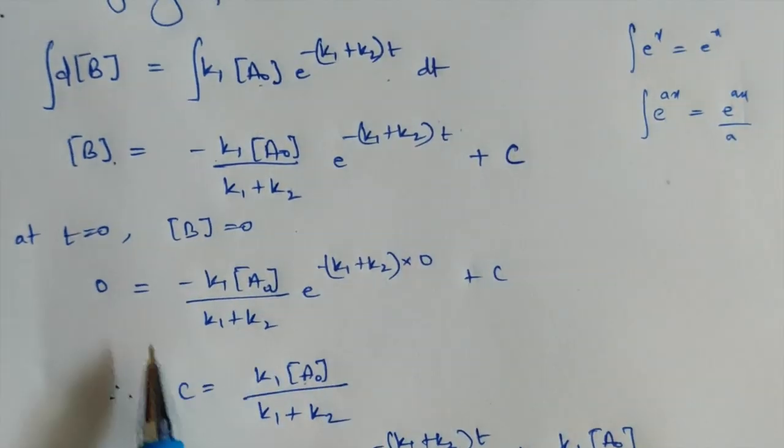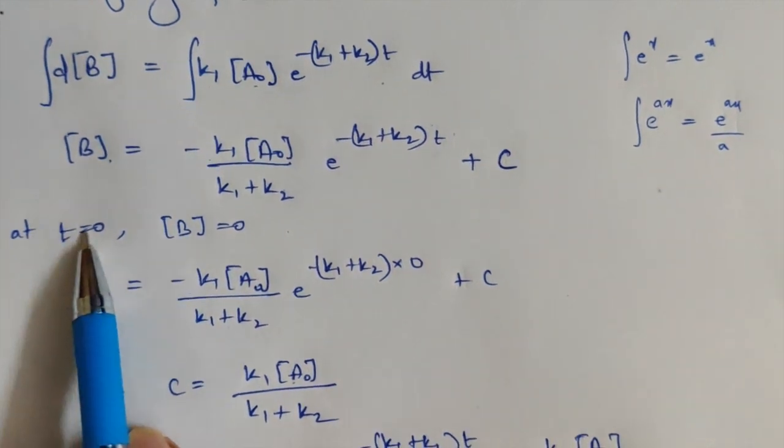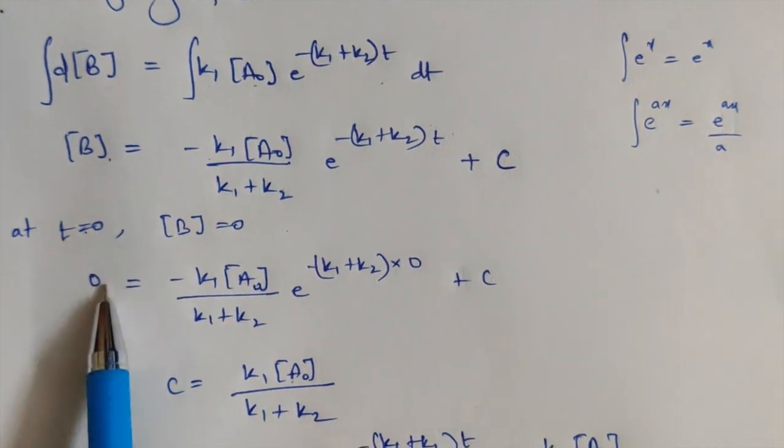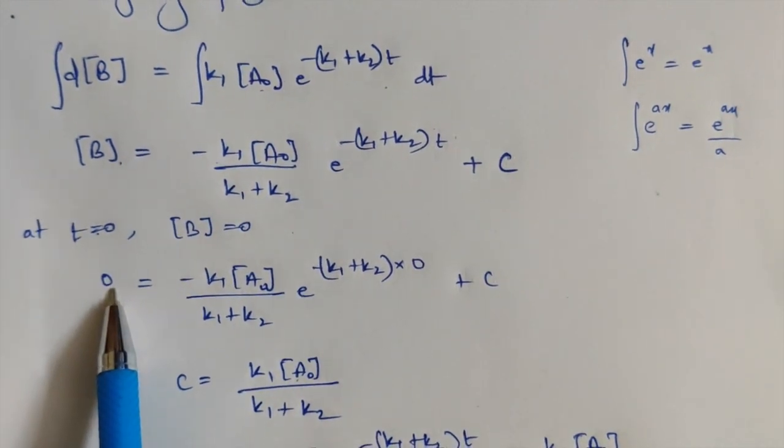Now again putting the initial conditions, that means when time was 0, at that time the concentration of B was also 0. When we put this, what will we get?